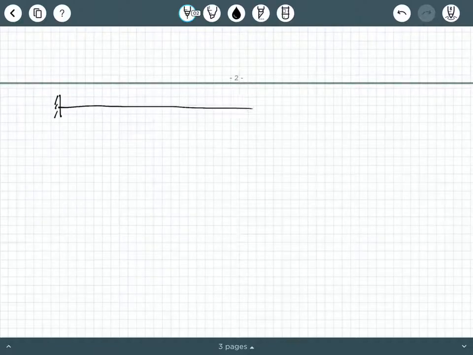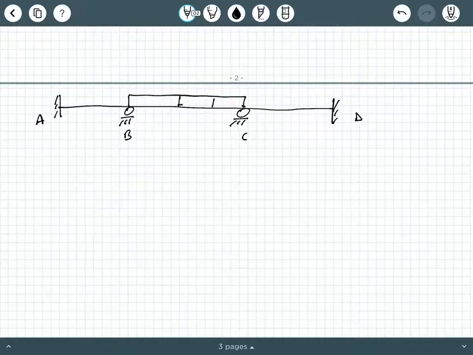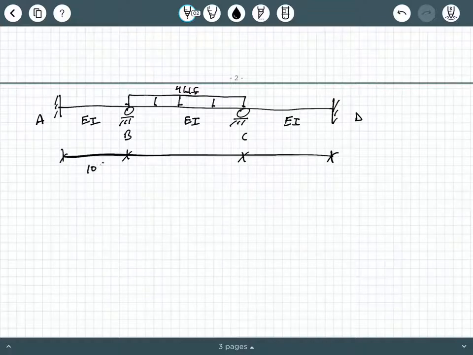So I start my table, I always like to start my table with the beam itself. So here's my beam, there's A, there's D, and here is my roller at B, and then here is my roller at C. Then I got my distributed load of 4 KLF, and we know EI is constant. It's constant for everything. So I put my dimension lines here.